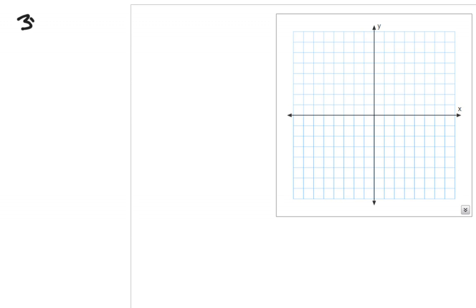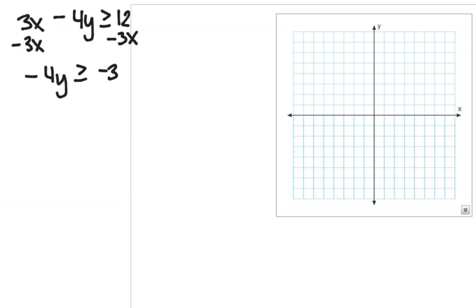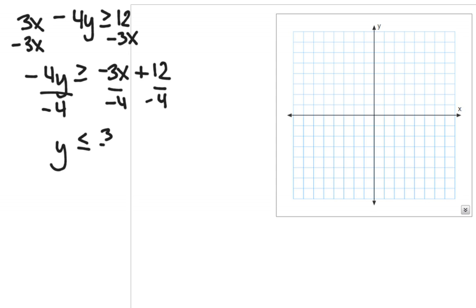Let's try 3x minus 4y is greater than or equal to 12. This one is not ready to graph because it's not solved for y. So I'm going to begin by subtracting 3x from each side. Negative 4y greater than or equal to negative 3x plus 12. Still not ready. I need to divide both sides by negative 4. When we divide both sides by a negative number with the inequality, we need to flip the sign around. So this becomes y is less than or equal to 3/4 x minus 3.